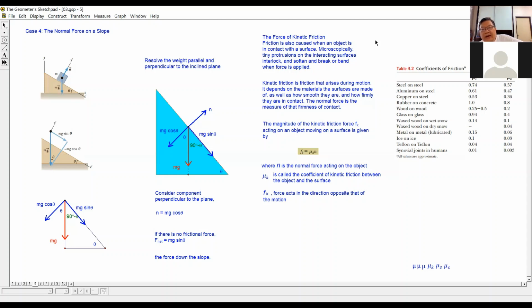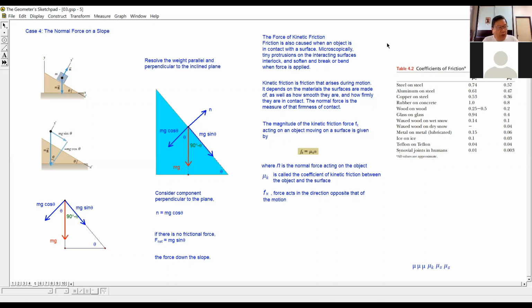Fk is a force that acts in the direction opposite that of the motion. Okay, so we are going to look at kinetic friction first. Kinetic friction is the frictional force when an object is moving. Let's say I pull something along the floor. If the object is moving, then the frictional force which opposes the motion of my pulling is kinetic friction, because the object is moving.